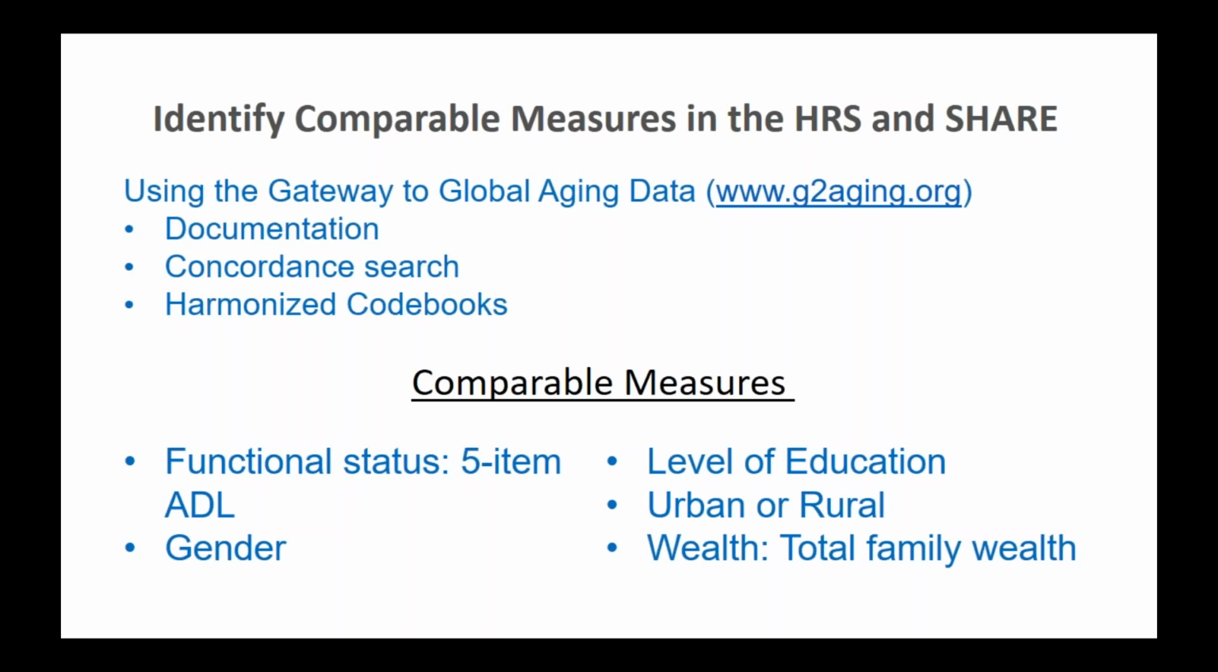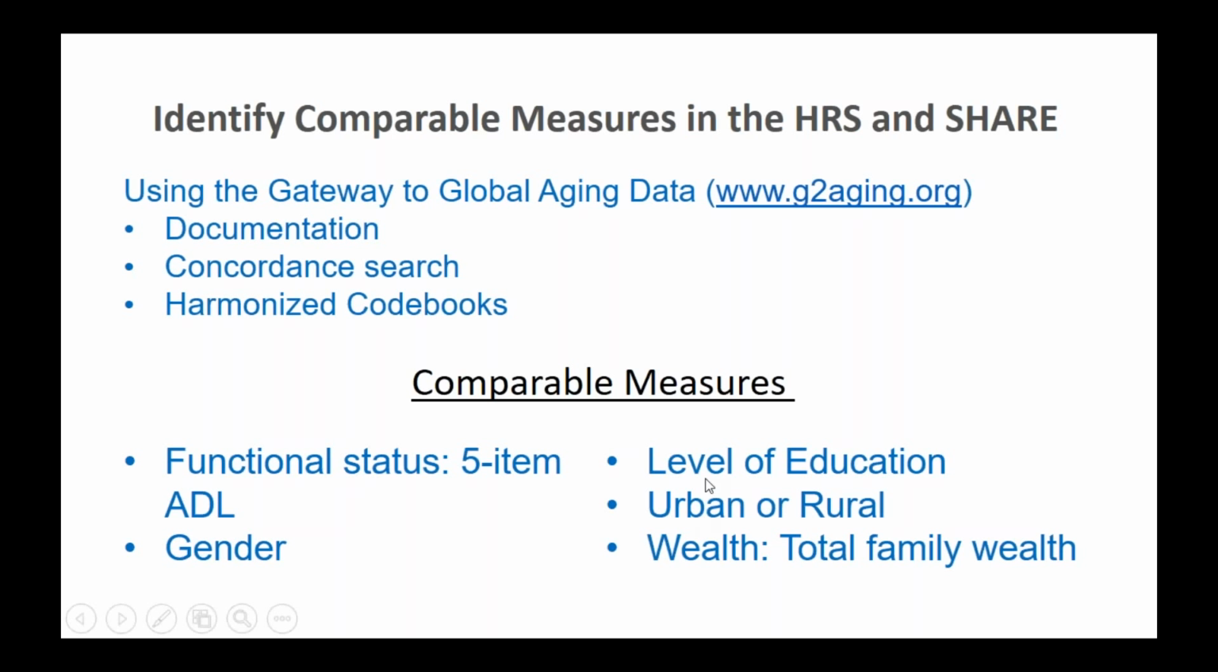So the kind of comparable measures we're going to look for is we need a measure of disability. And in this case, we're going to proxy for disability by using activities of daily living, or ADLs. This is a functional limitations thing. We can look at that. We'll look at gender, level of education, an indicator for whether urban or rural, and total family wealth in this case. So let's look at a couple different ways you could find those.